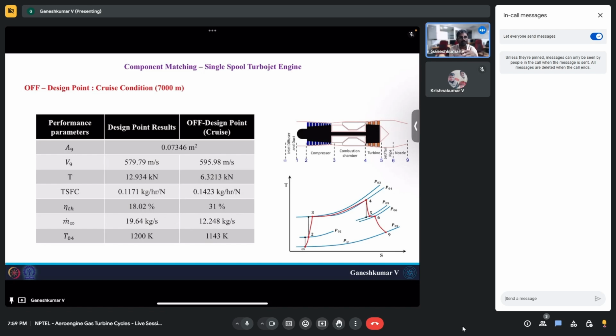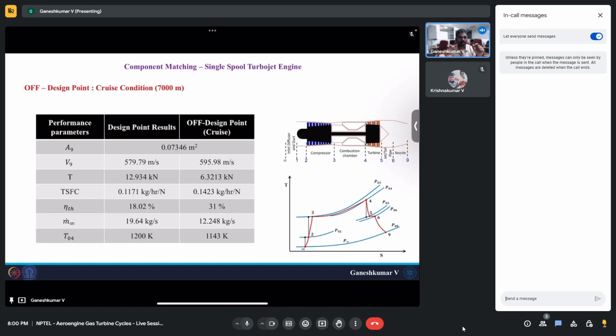Based on that fuel flow rate, your engine will adjust itself for that condition, and it will provide whatever thrust you are expecting. That is also important because the thrust that you get from that engine at that altitude will determine what can be your flight load. So this is just the engine component matching that you are doing here.